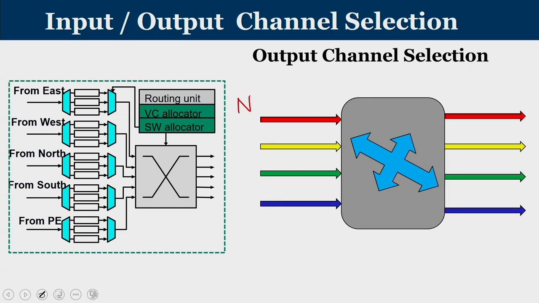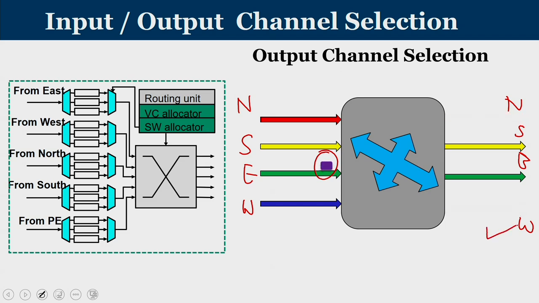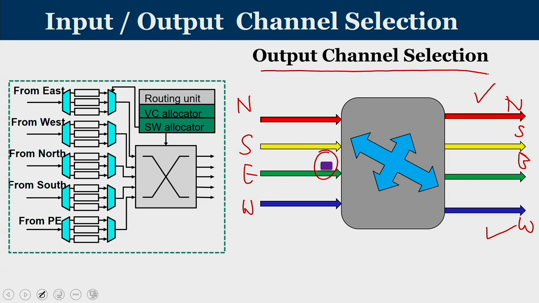So imagine that these are the north, south, east and west input ports, and these are the north, south, east and west output ports. Consider the case that you received a packet which is coming through the east input port, reaching an NoC router. Upon computation of the route, it was found that it is eligible for traveling through the west as well as traveling through the north. Sometimes you may find more than one output port. So one packet, more than one output port, which output port to choose? That is known as output channel selection.